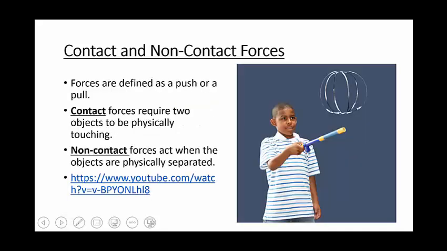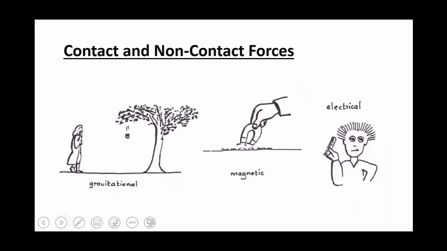Okay, so forces can be discussed as a push or a pull. We've got two key types though, contact and non-contact forces. Contact forces require two objects to be physically touching, while non-contact forces do not need the two forces to be touching, although they can be touching. So these three are all non-contact forces: gravitational force, magnetic force, and electrical or electrostatic force.